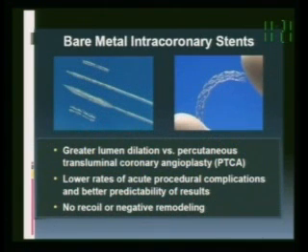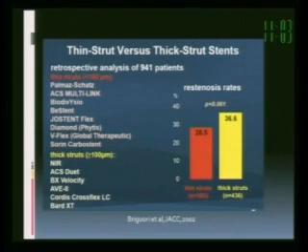So bare metal stents, they give rise to greater lumen dilatation versus percutaneous transluminal coronary angioplasty. They have lower rates of acute procedural complications and better predictability of results. No recoil or negative remodeling is associated with them. And thin strut stents have been found to be more favorable as compared to thick strut stents as far as incidence of restenosis is concerned, as shown in many trials, including this one published in JACC.